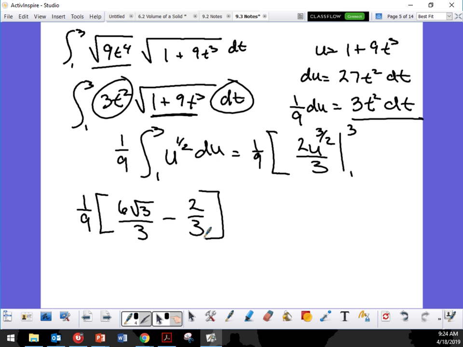Wait, did you plug in 1 plus 9t? Did you plug in 1 plus 9t cubed into one of the steps? Good points. See, like I said, I'm kind of slow this morning.